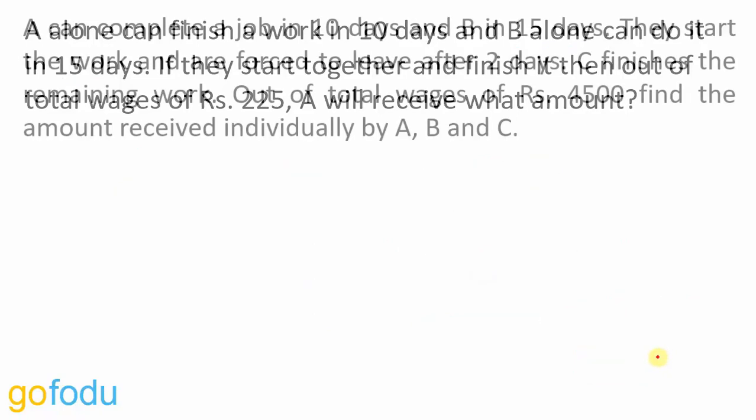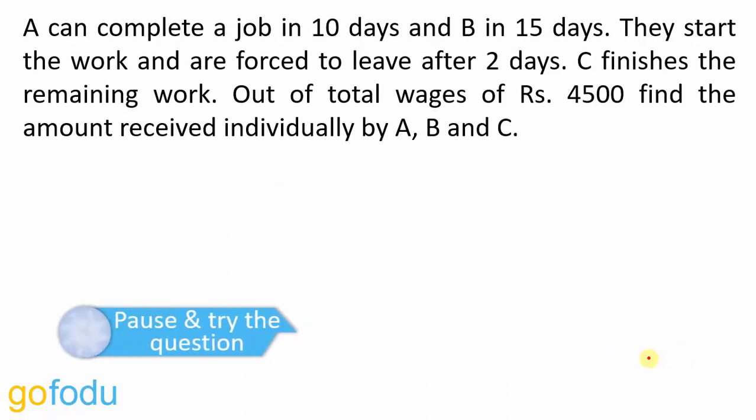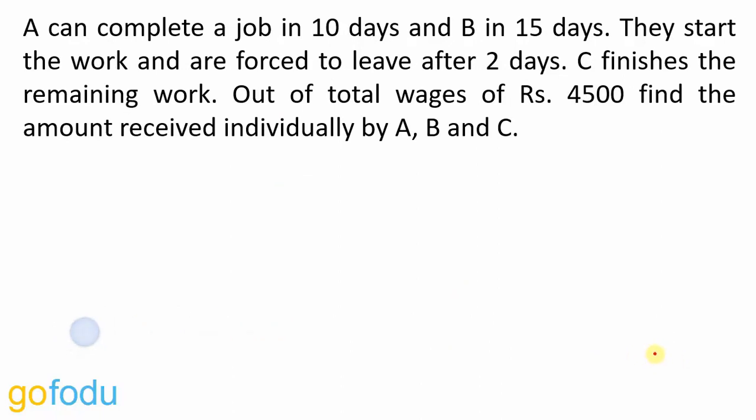Okay. Next question. Alright. Now different people are working for different durations. A can finish the job in 10 days, B in 15 days. They start the work, but they leave after 2 days. C finishes the remaining work and they get rupees 4,500 for the total work. The same question we have seen before as well, but now the payment is also involved.